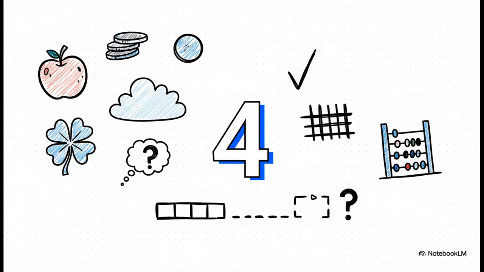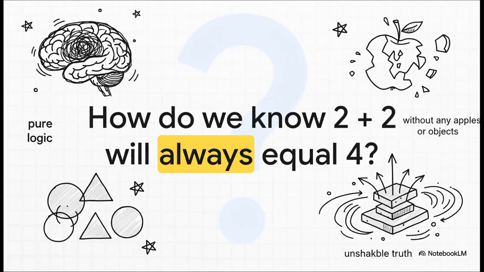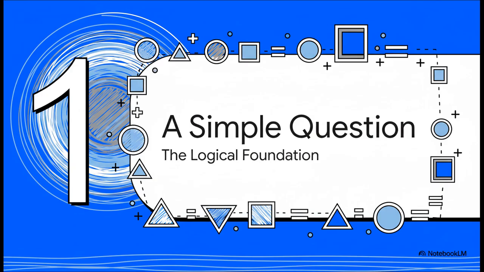Well, not quite. And here's where things get really cool. How can we prove this without any apples, without any objects at all? How do we show with pure, unshakable logic that this isn't just a coincidence, but a fundamental truth? That's the real puzzle. To answer that, we've got to peel back the onion. We can't just rely on counting things we see. No, we have to go deeper and figure out what a number even is and what it truly means to add something in the first place.